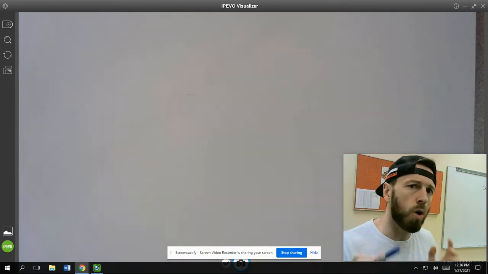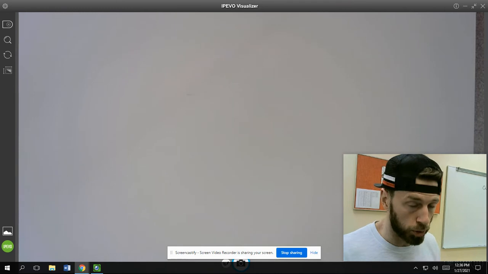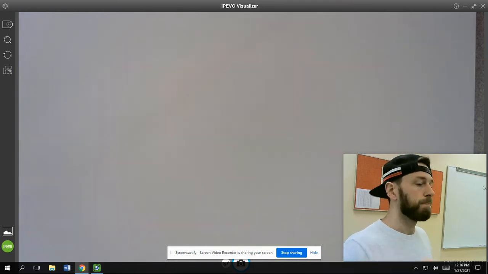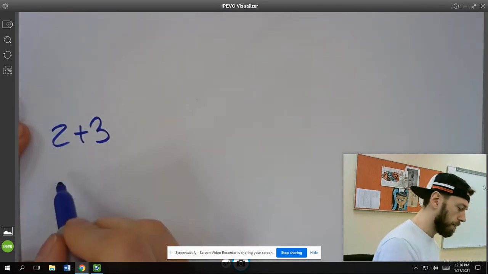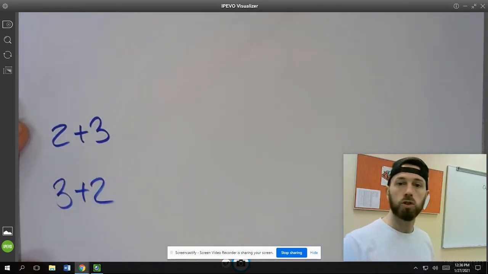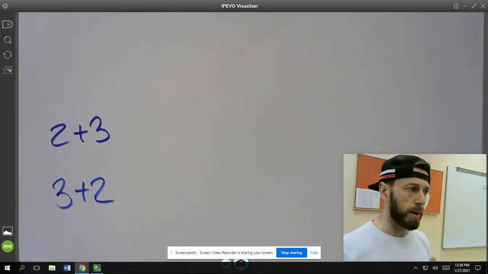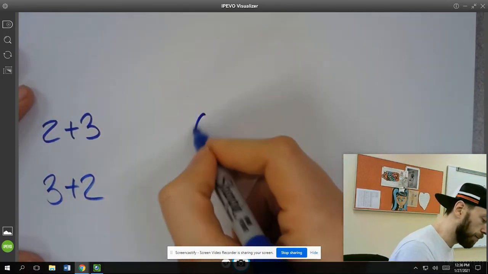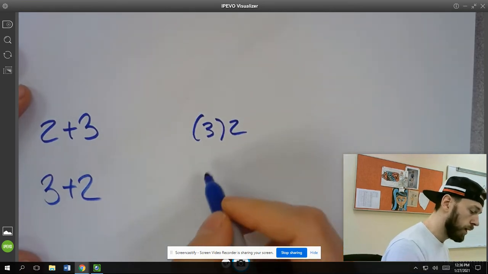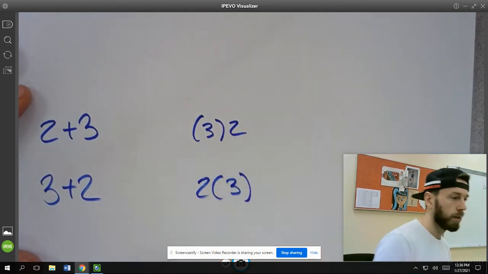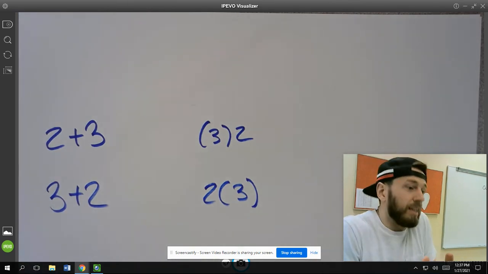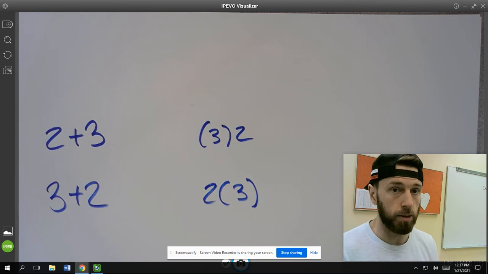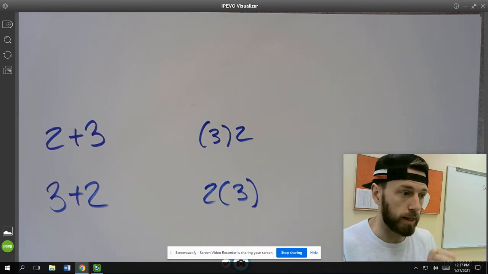These are things that you already know to be true. For example, you guys already know that 2 plus 3 is the same as 3 plus 2, right? Because it gives you the same answer. We also know that, for example, 3 times 2 is the same as 2 times 3. Now, we know those things, but there is a property, and in mathematics, properties are facts, right? Things that we know to be true, always for all numbers.